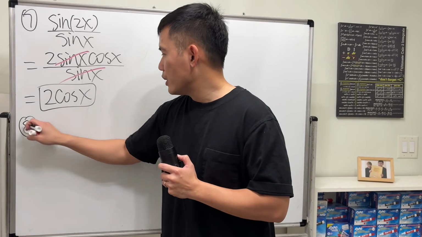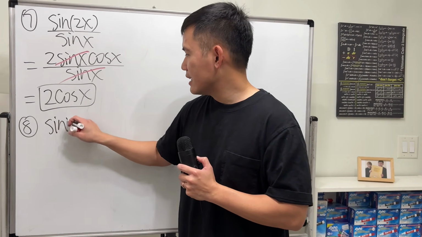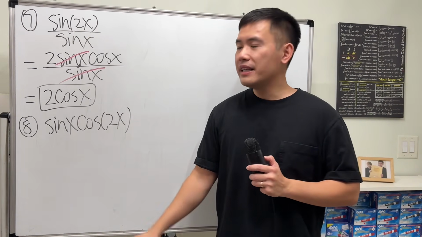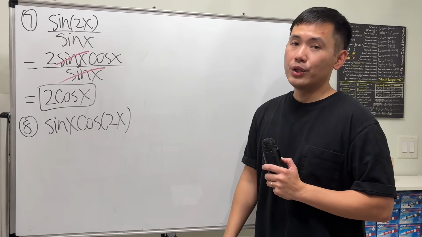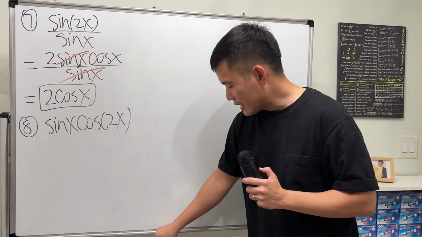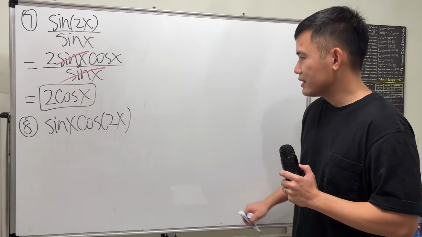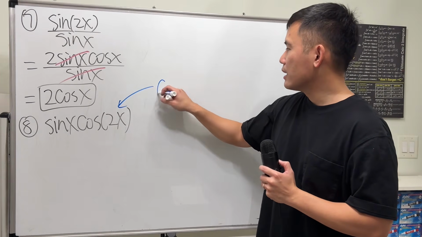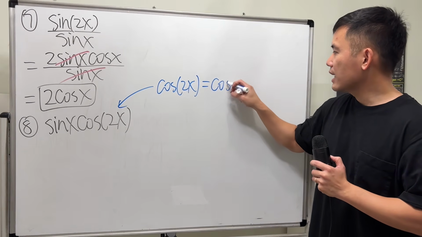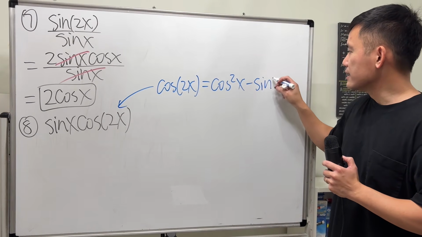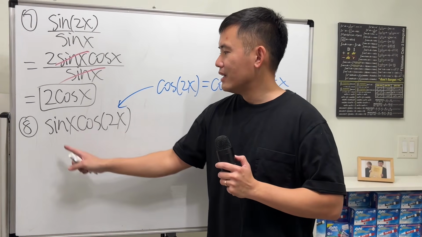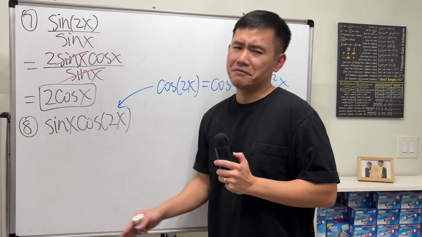Number 8. If we have sine x times cosine of 2x, again, the angles are different. So what do we do though? Yes, we have the double angle identity for cosine, and remember there are 3 versions. Earlier I wrote down cosine of 2x. This right here is equal to cosine square x minus sine square x, right?